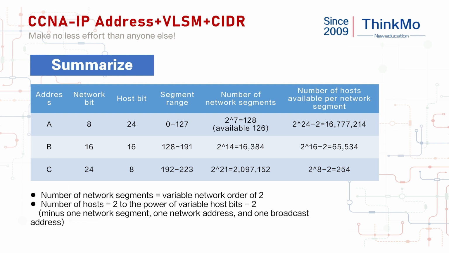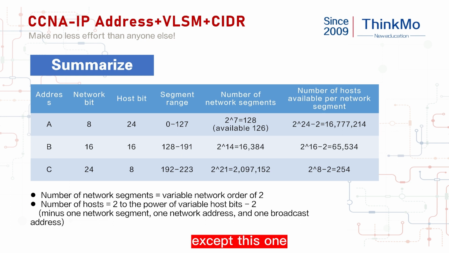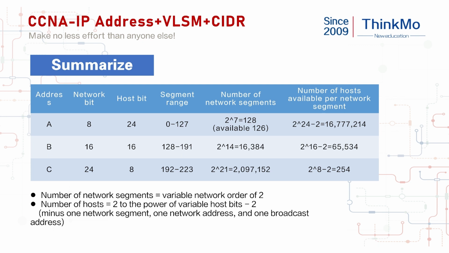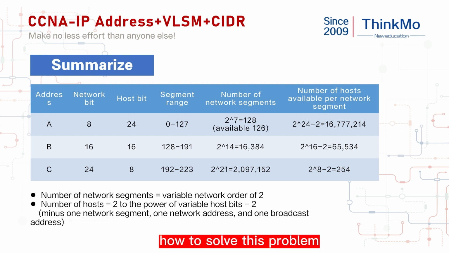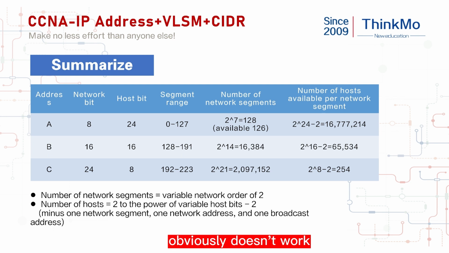So you will find the broadcast message delivery range is too large. It spreads across more than 16 million devices. Once a device sends a broadcast packet, except this one, all others, tens of millions of devices, will receive it. This is really exaggerated. So we have to think how to solve this problem. The Class A address segment is good, with lots of hosts, but used in network deployment, obviously it doesn't fit. So all devices in one network segment obviously doesn't work.